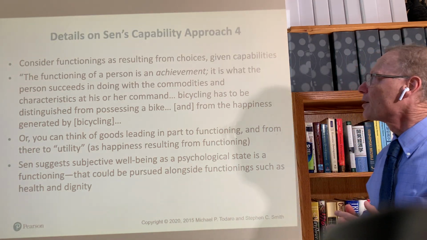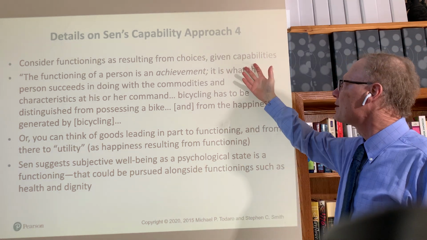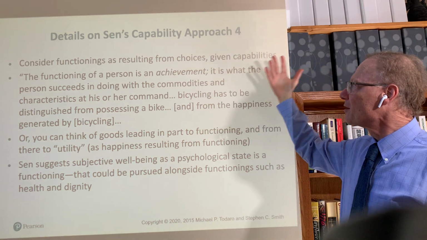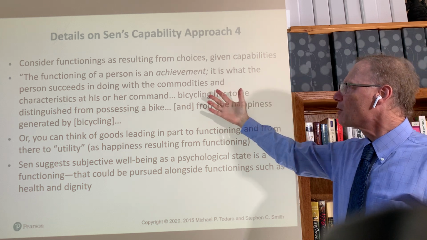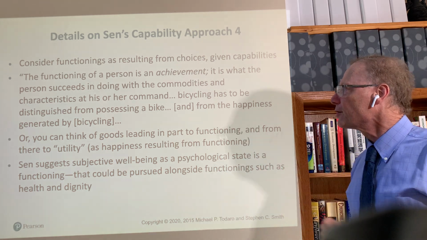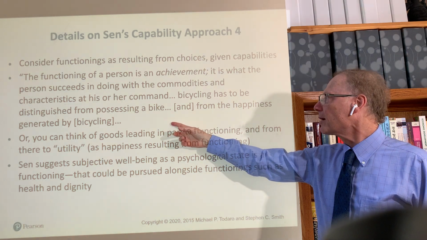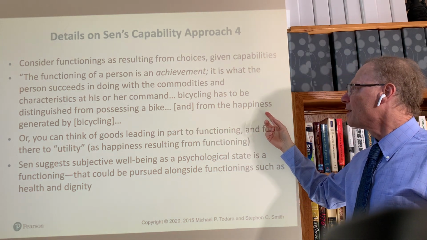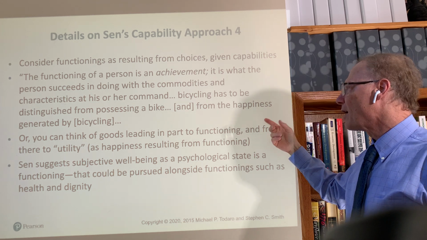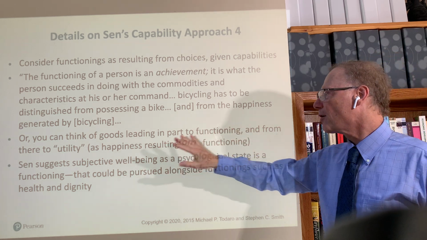So we can consider then functionings that result from choices that people make given their capabilities, that is to say, the freedom they have. So the functioning of a person he considers an achievement. It's what a person succeeds in doing with commodities and with characteristics at his or her command. Bicycling, to distinguish from possessing a bike, and also from the happiness, let's say, generated by bicycling. So that in some sense, goods lead in part to functioning, and from there to utility.